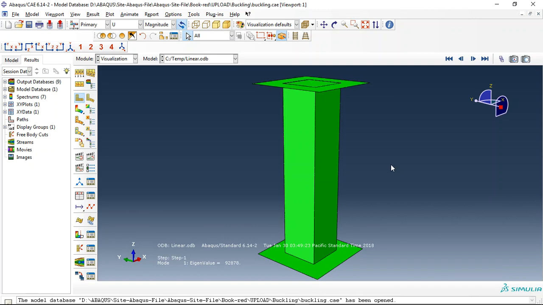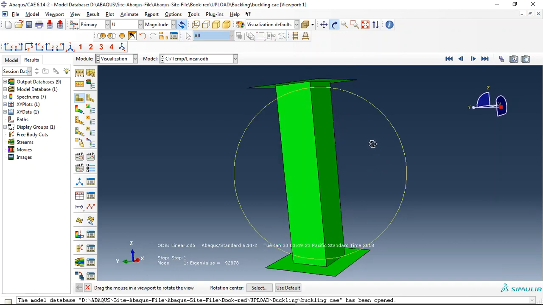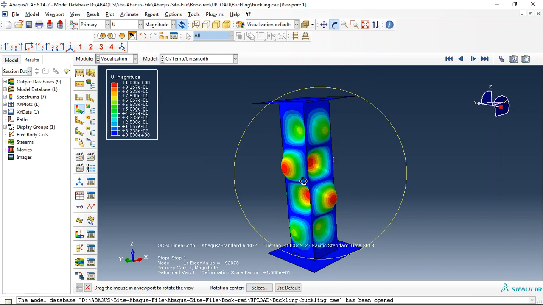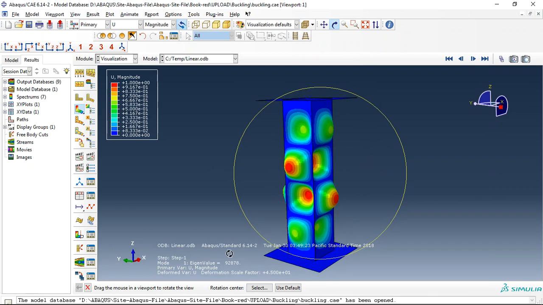Today I did a video of buckling and post-buckling. The first analysis used linear perturbation buckling in Abaqus Standard of a column. You can see it here. This is the buckling mode or eigenvalue.